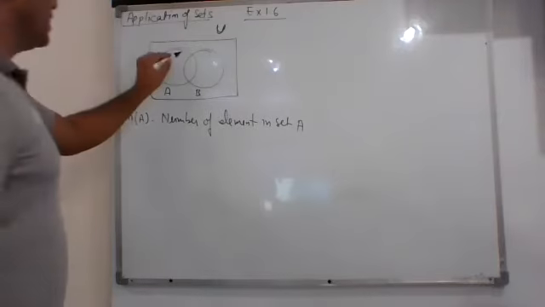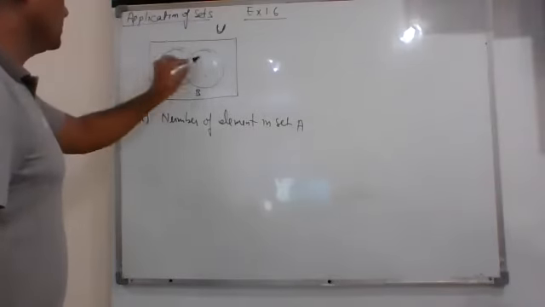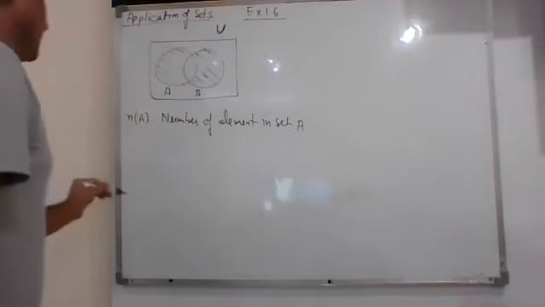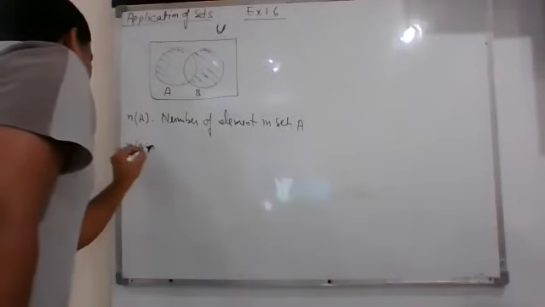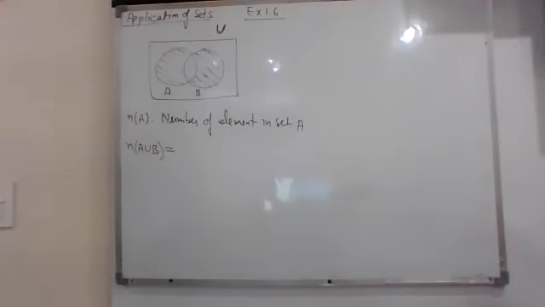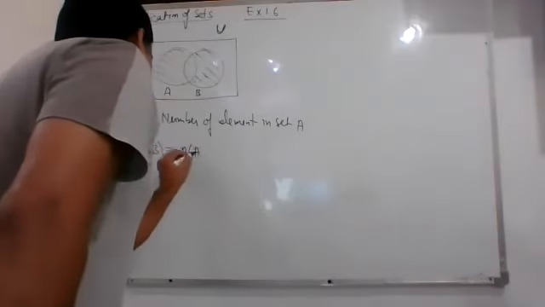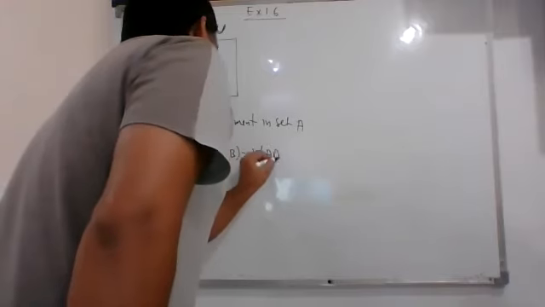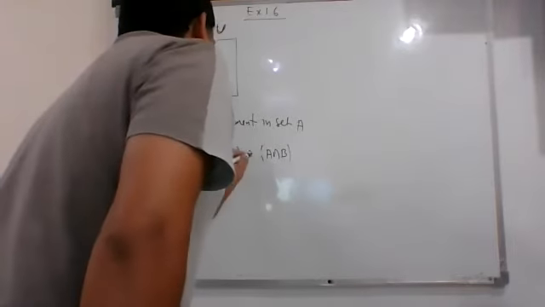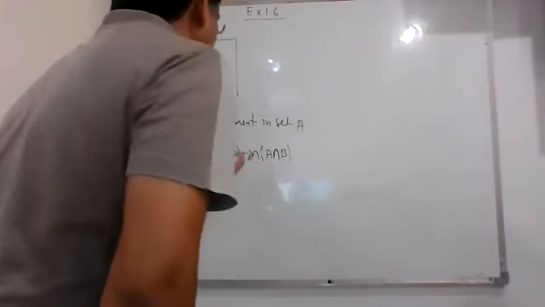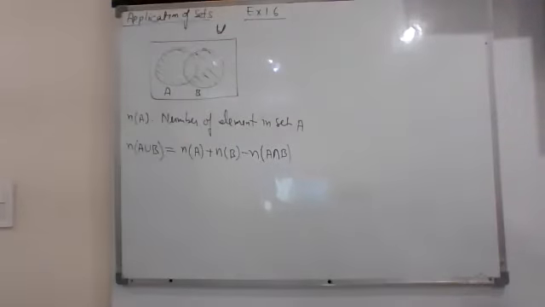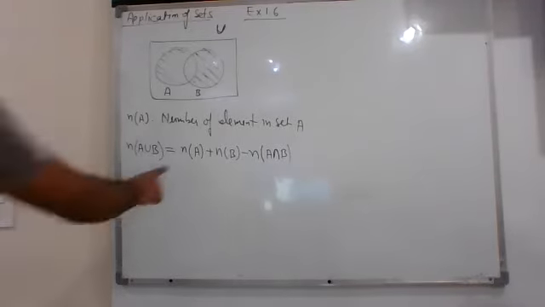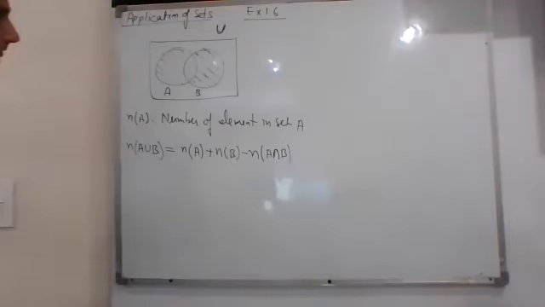Now you had done that A union B stands for this whole portion. If I want to write the number of elements in A union B, then that can be written as n(A) plus n(B) minus n(A intersection B). So this is the formula for n(A union B).